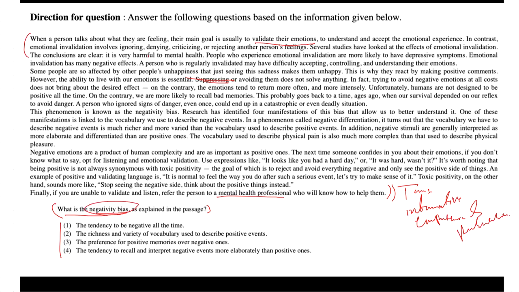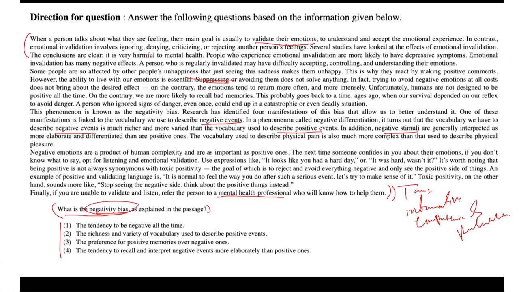If you look at this particular text, where it is indicating the negative events or negative bias, you can find it in the third paragraph, where it gives more details about the negative events, describing negative events and positive events as well, right? So negative stimuli are generally interpreted as more elaborate and differentiated than positive ones, isn't it? Now let me take you to the options.